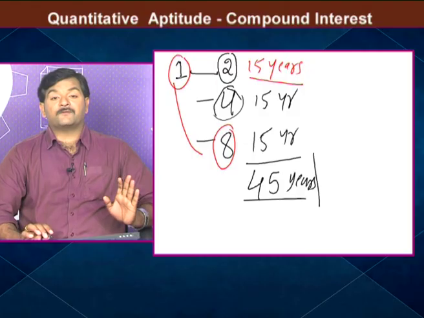Since it is the concept of compound interest, 1 rupee, 2 rupees, 2 rupees, 4 rupees, 4 rupees, 8 rupees. If it asks you to go further, 8 rupees, 16 rupees, another 15 years, 16, 32, 32, 64, 128 and so on for every 15 years. I hope you understood.